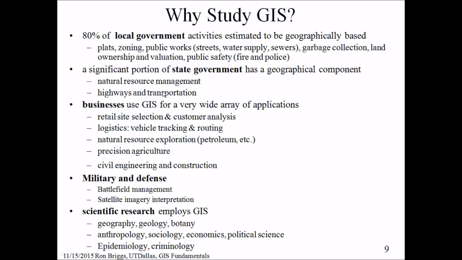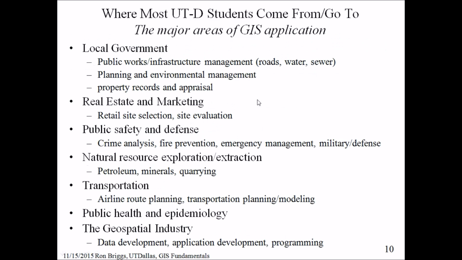A significant portion of state government also has a geographical component, as I mentioned: natural resource management, highways and transportation. Business also uses GIS, like retail site location, vehicle tracking, natural resource exploration, agriculture, civil engineering, construction. Everywhere you need GIS. Military, you have battlefield management, satellite imagery interpretation, also GIS. Then scientific research like geography, geology, botany, anthropology, sociology, economics, political science, even epidemiology and criminology also require GIS.